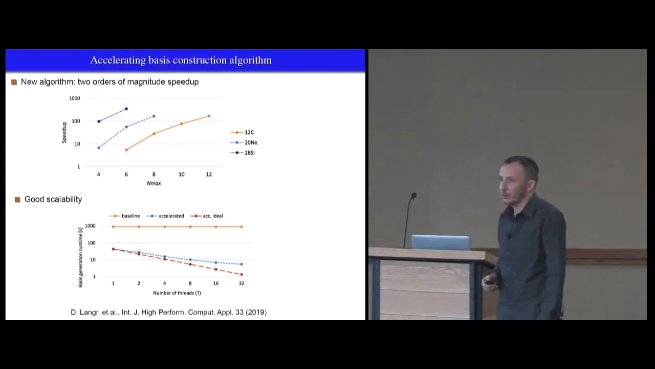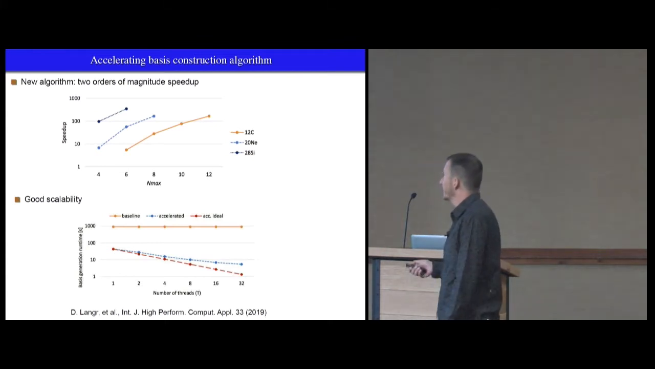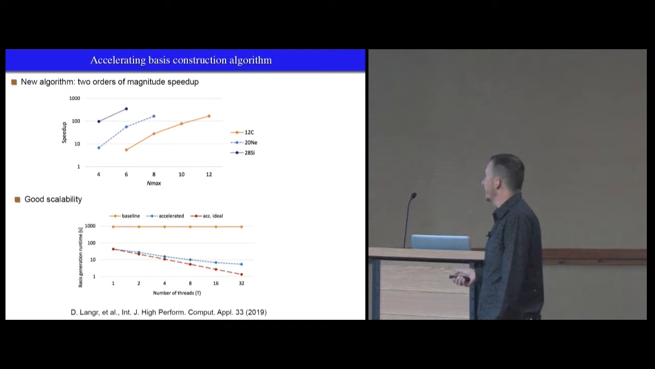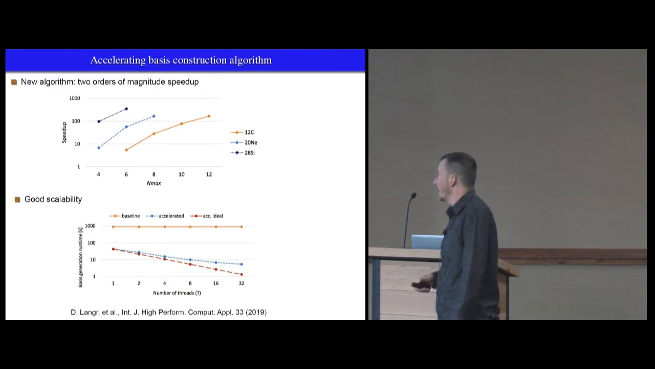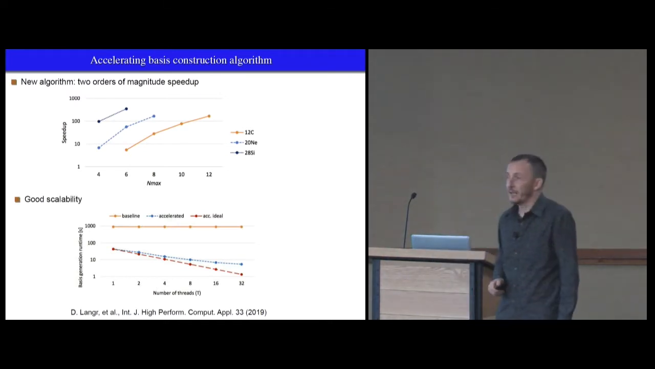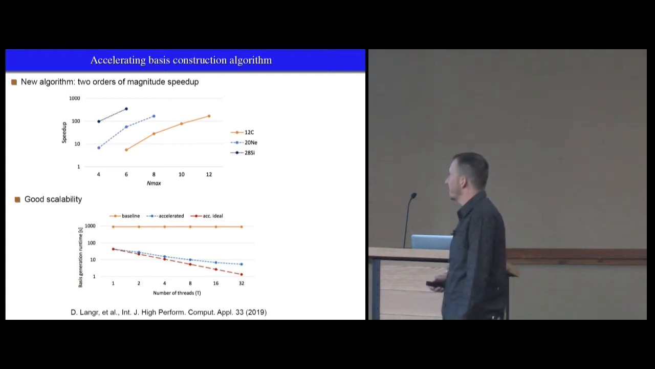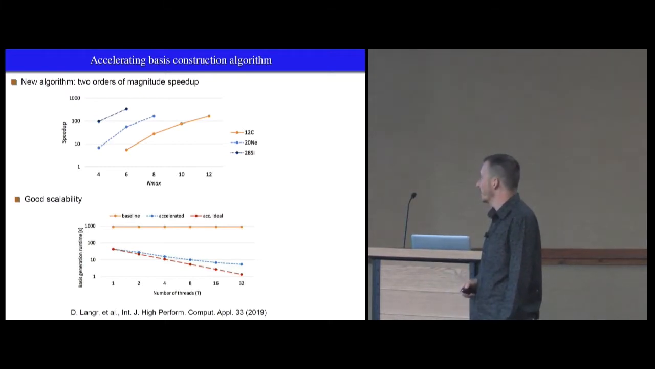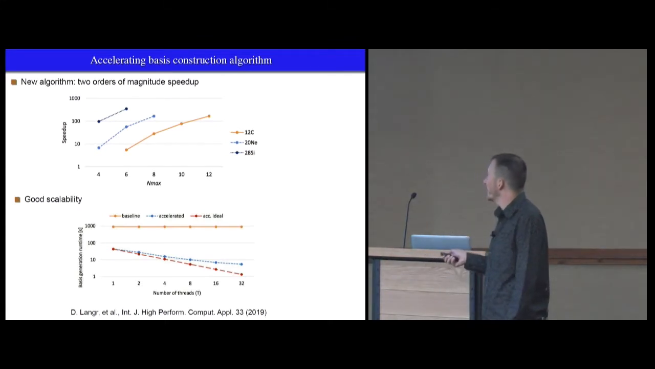So we came up with a new algorithm, which is much more complicated, but it gives us 2 orders of magnitude speed up. And what we really like is that for larger nuclei and larger model spaces, this speed up gets even better. And also, we designed this algorithm from the get-go to have the ability to utilize multiple threads, and this picture just shows that we have a fairly good scalability. If you are interested in details, this work was recently published in International Journal of High Performance Computing Applications.